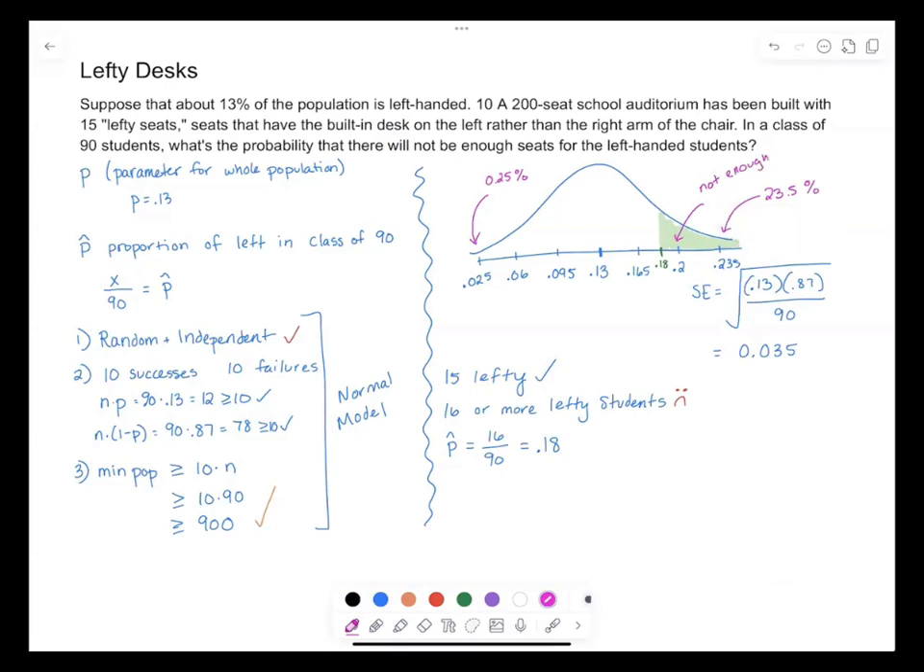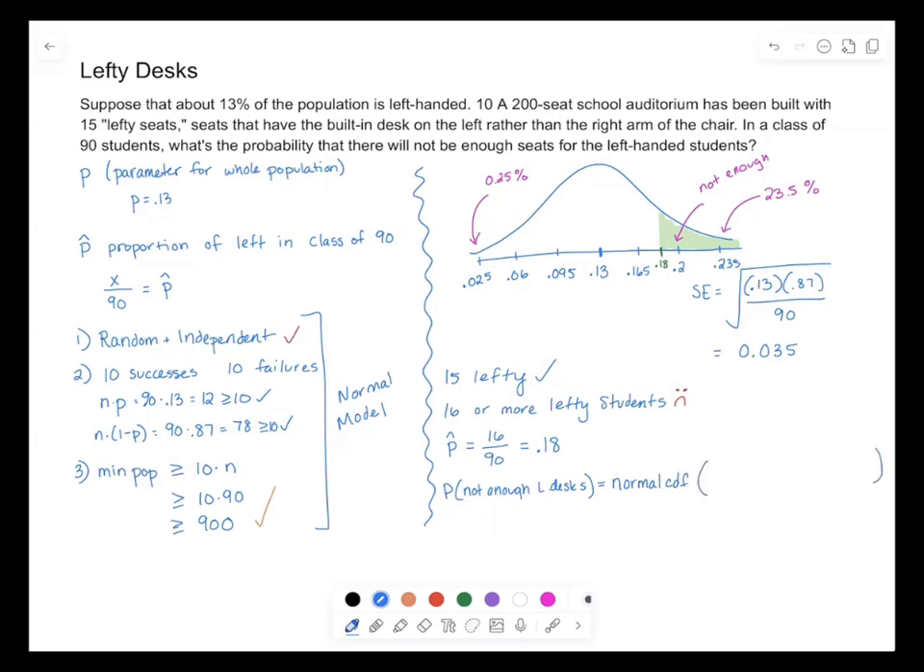Now, this question wanted me to find the probability of that happening. What's the probability that I don't have enough seats for my left-handed students? But I know from our section on normal model probability from last week that that's the area of this region I just shaded. And I can find that area by using normal CDF. So the probability that I have not enough lefty desks, I can calculate with normal CDF.